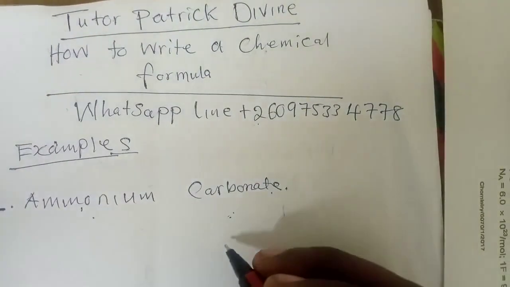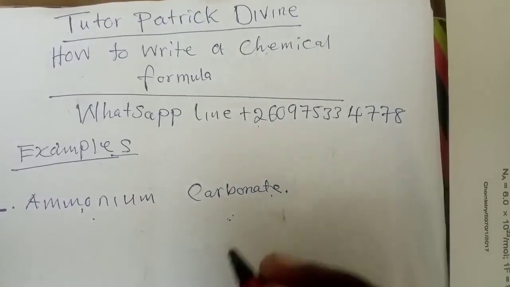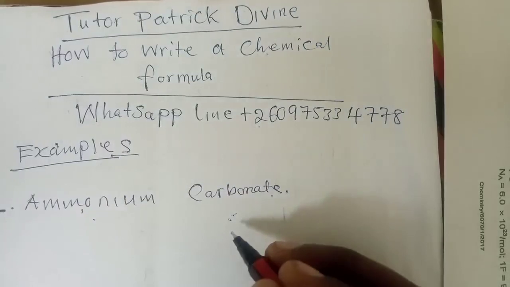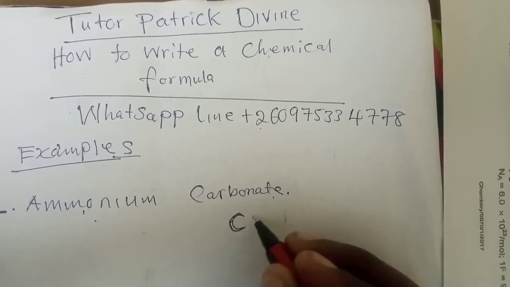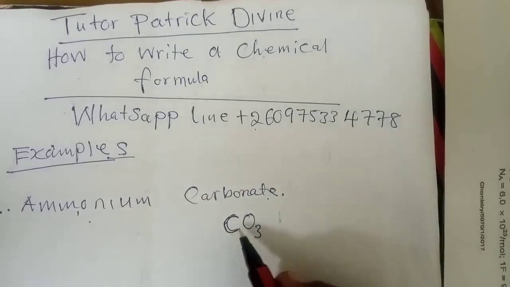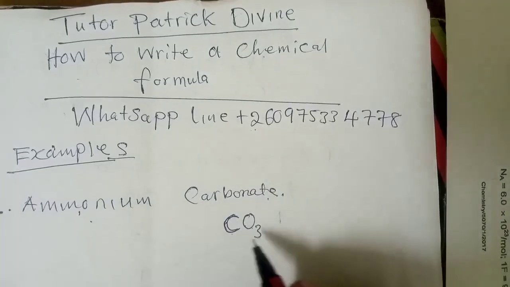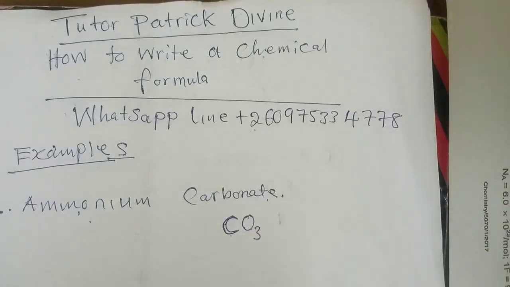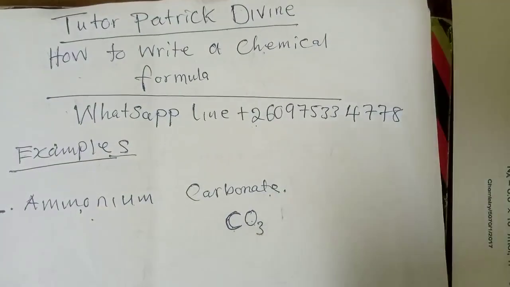The first thing you're supposed to do is to write the formula for carbonate. The formula for carbonate is CO3, capital C, capital O, and 3, meaning that there are 3 atoms of oxygen and 1 atom of carbon.